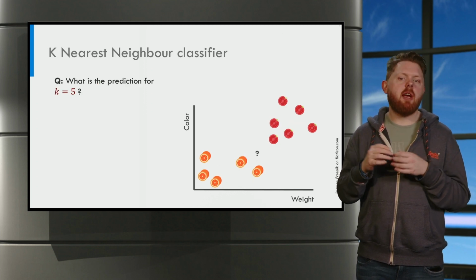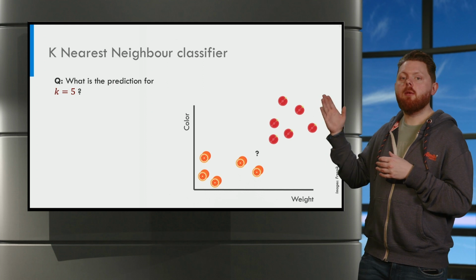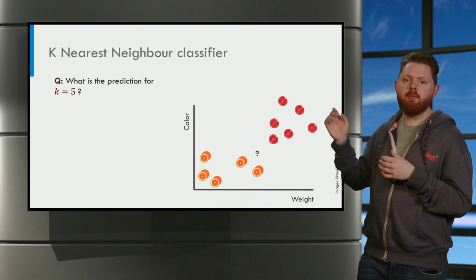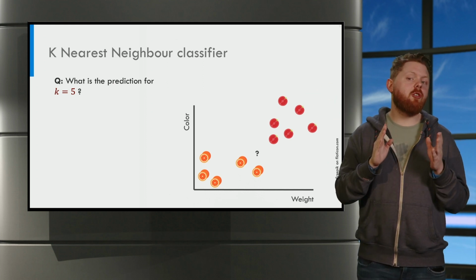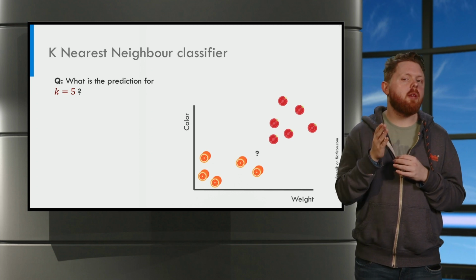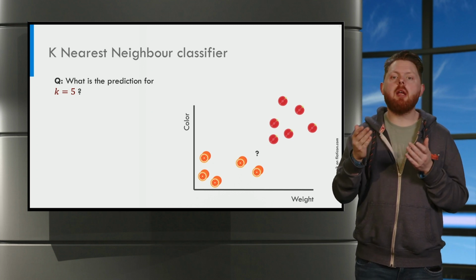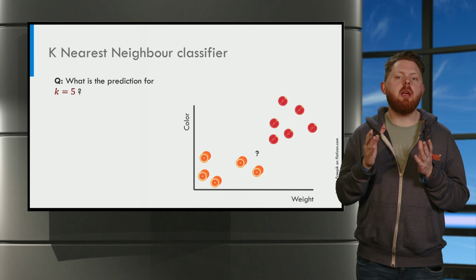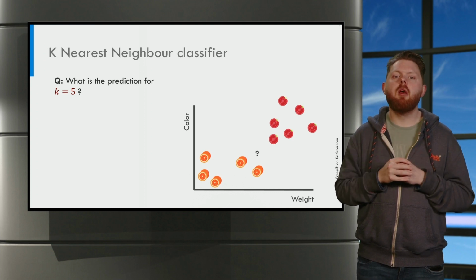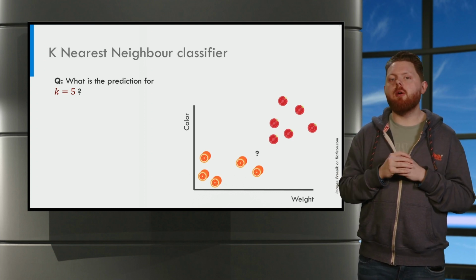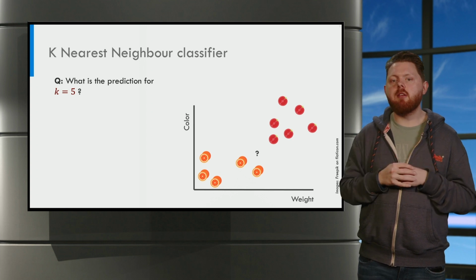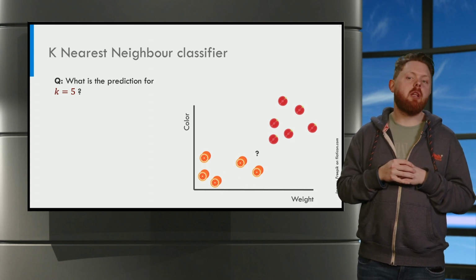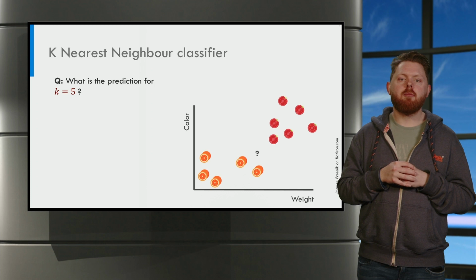To check your understanding, I have this new data set with another question mark. Now my question to you is, what is the prediction for the KNN classifier with k equal to 5? Please pause the video and take a moment to think about this, and afterward we discuss the results.